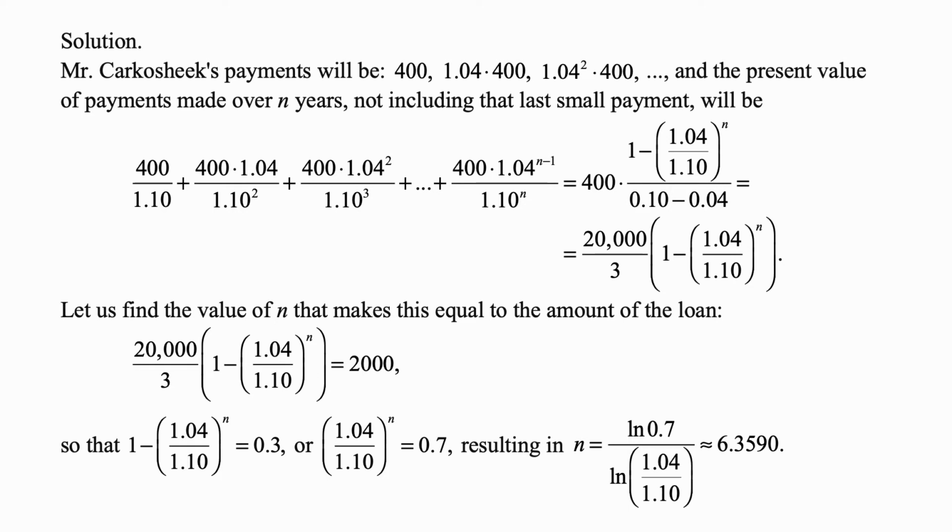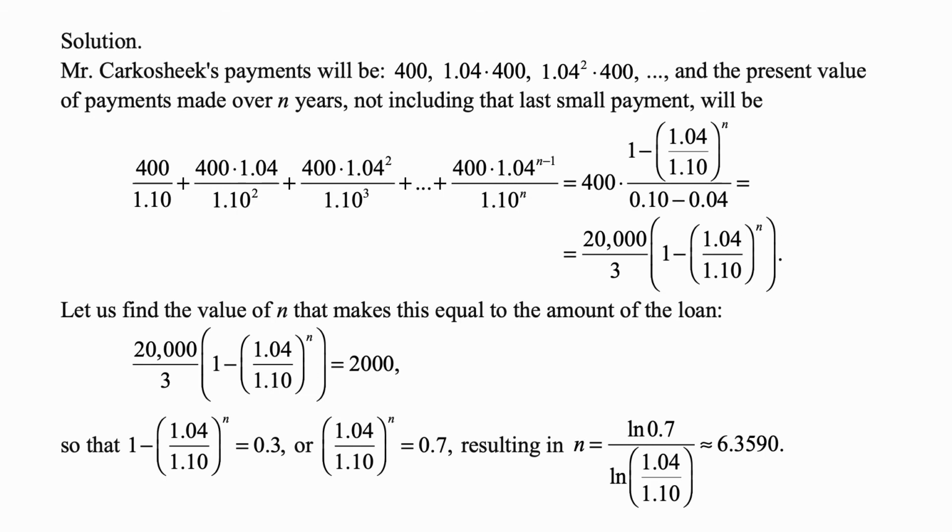That's actually a version of partial dividend discount formula. Whatever way you look at it, that's the value. That's equal to 20,000 over 3 times 1 minus 1.04 over 1.10 to the nth.